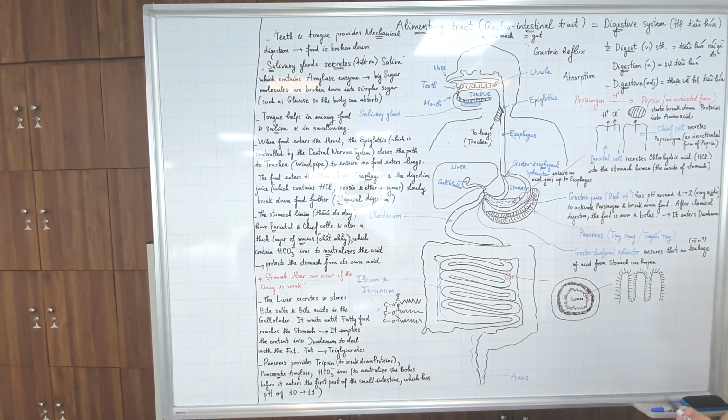This is an intestinal cell. Một tế bào của cái ruột non nha. This is an intestinal cell. You can see that cái cấu trúc của nó gồ ghề như vậy. The structure is very rough, and it also contains microvilli.